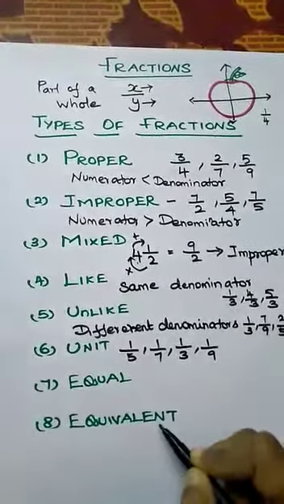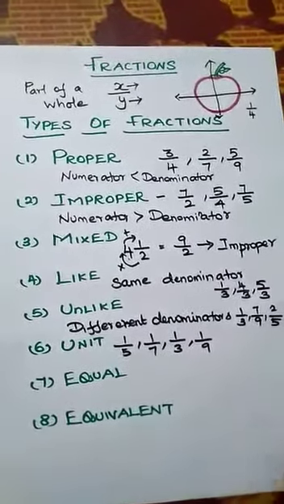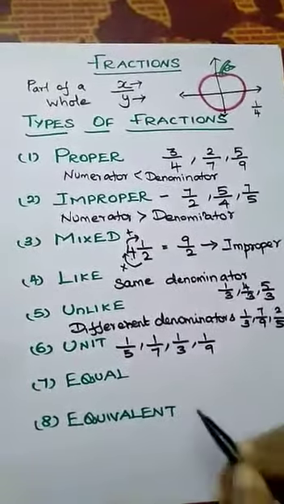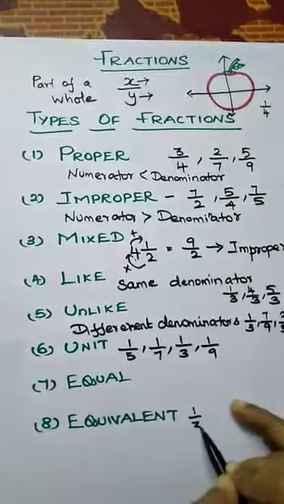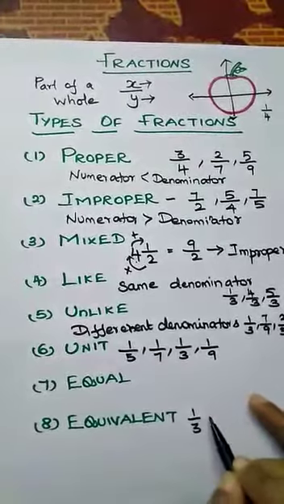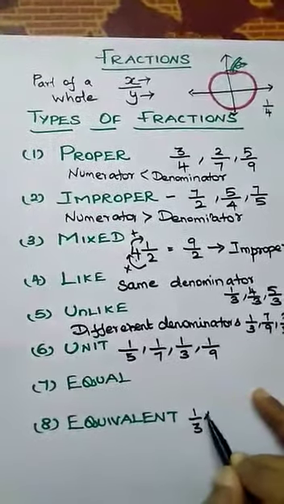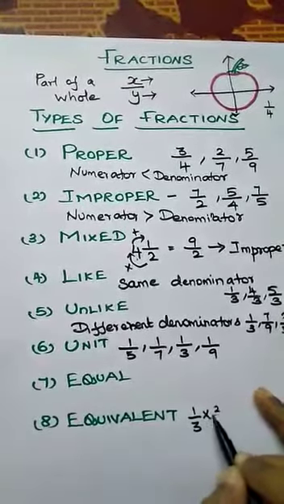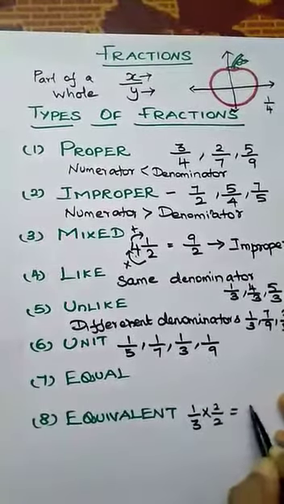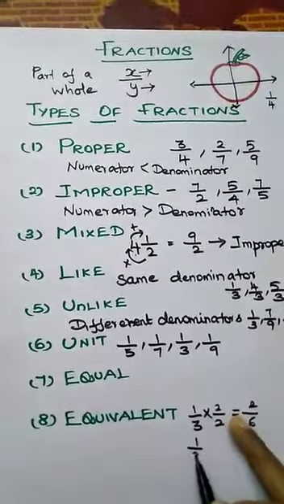Equivalent fractions are fractions having the same value. An equivalent fraction of a given fraction can be obtained by multiplying its numerator and denominator by the same number. Suppose you take one fraction, 1 by 3. How can we create more fractions? We multiply the numerator and denominator with the same number. Suppose I multiply with 2. 1 2s are 2, 3 2s are 6.